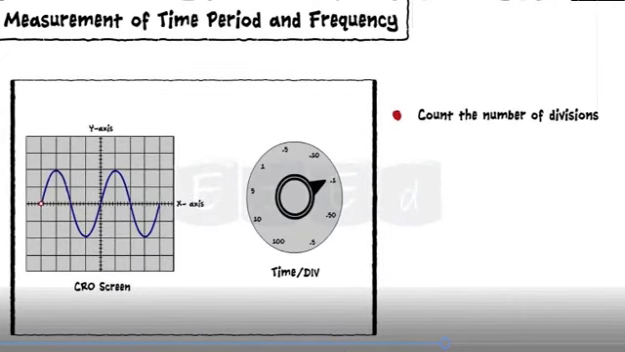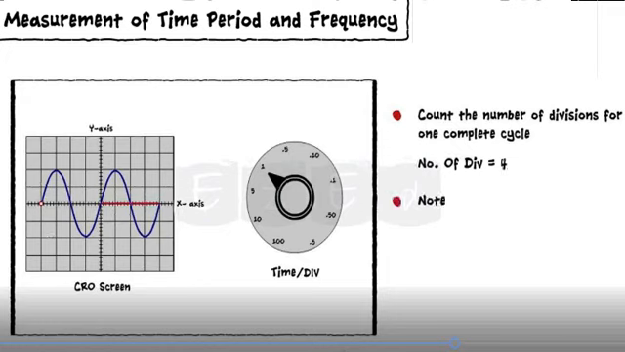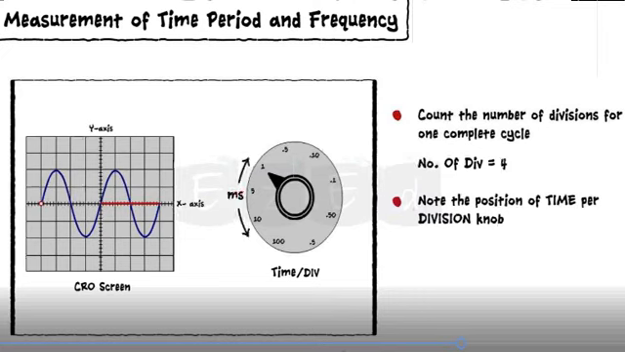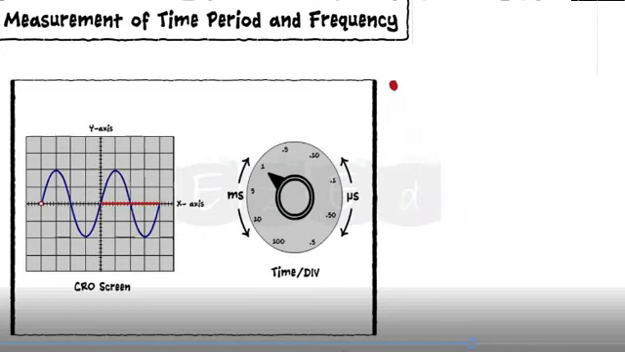Let us count the number of divisions for one complete cycle in the horizontal direction on the x-axis. Let us assume the number of divisions is equal to 4 with the help of the graph. Now note the position of the time per division knob. We have two ranges to measure time per division, millisecond and microsecond. Now let us assume time per division is equal to 1 millisecond.